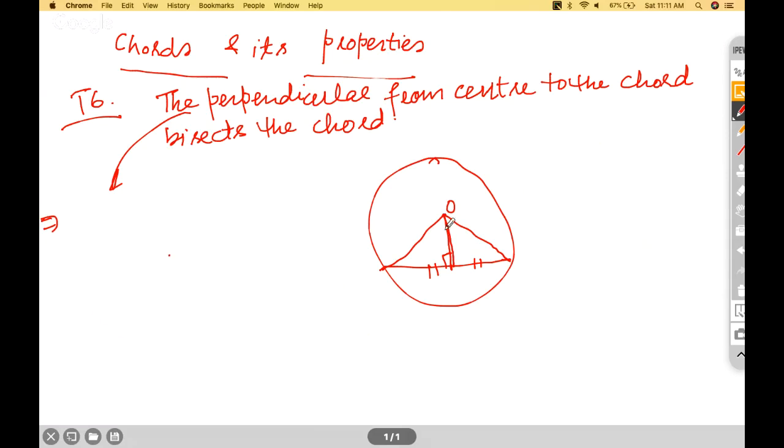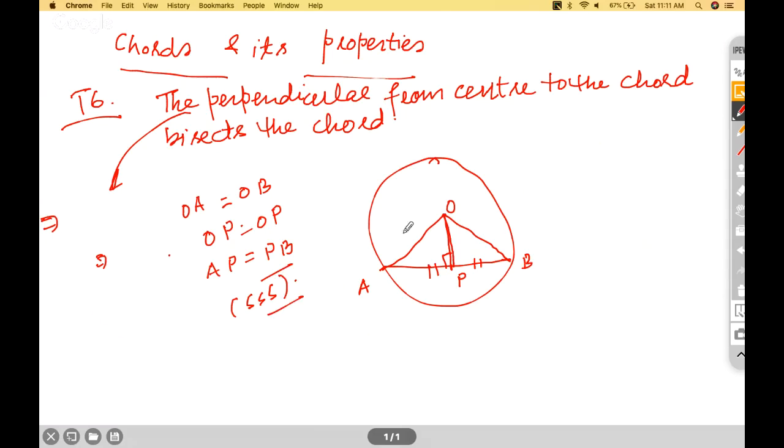So you know that, this is A, this is B, this is P. You can write OA is equal to OB. You can also write that OP is equal to OP, and you can write that AP is equal to PB, which has been given to you. So this is side congruency.